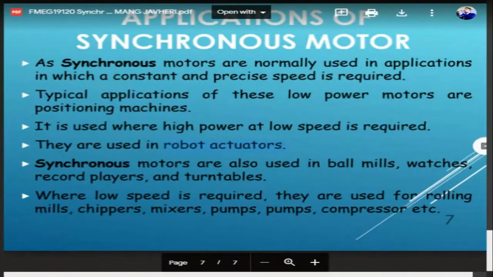Okay, there is also one important piece of information about this synchronous motor: this motor can be used as a generator also, as per the excitation we are providing to the motor.